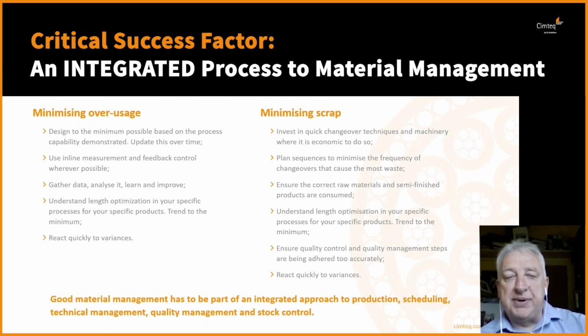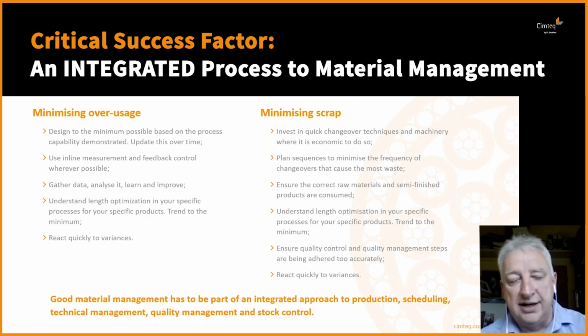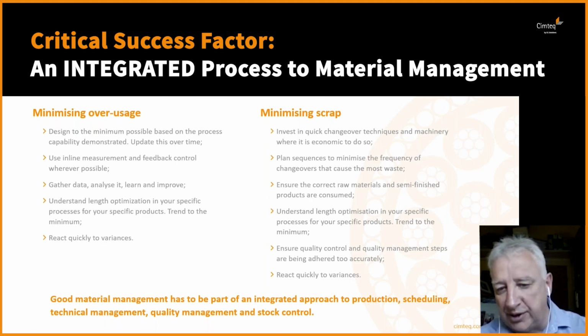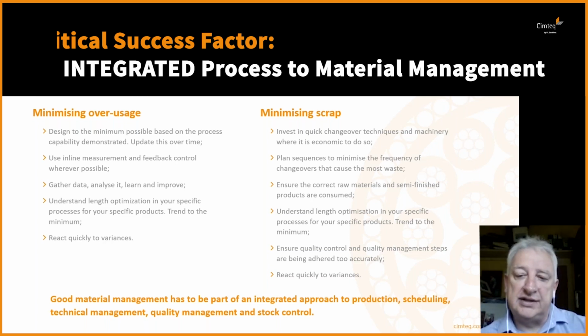Material management has to be part of an integrated approach to production scheduling, technical management, quality management, and stock control. That all works together to give us control of our materials. And if you get to an accounting period end and the stock take is done, and the finance department says you've got a big negative variance on materials, where's all the materials gone? There should have been another 50 tons of copper in the stores and another 40 tons of polymer. Where's it gone? If that's happening regularly in your business, then you haven't got control of materials, and you really do need to get a strategy for getting control.